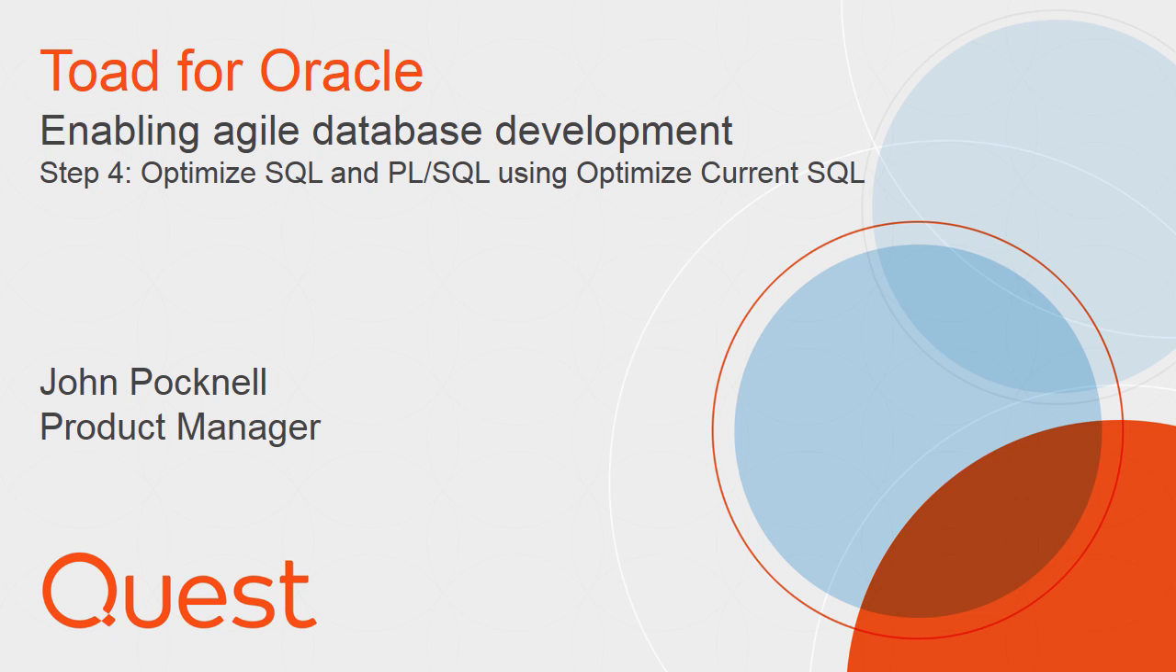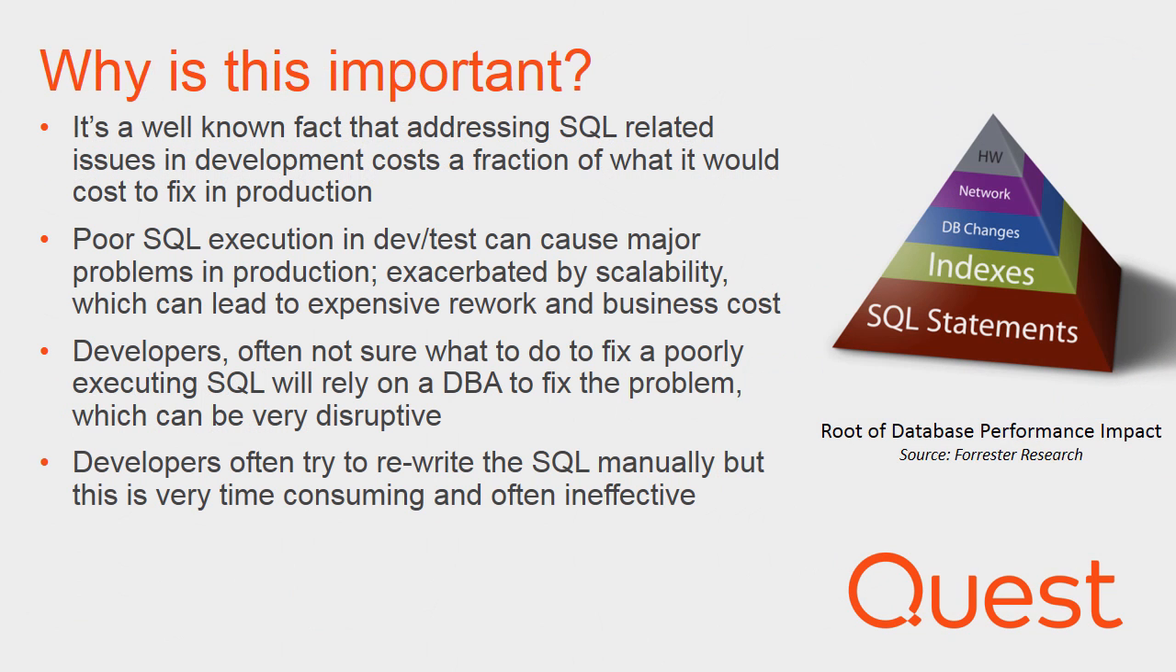In step 4, we're going to talk about how you can optimize your SQL and PL SQL code using the Optimize Current SQL feature in Toad. So why is this important? It's a well-known fact that addressing SQL-related issues in development costs a fraction of what it would cost to fix in production. In other words, the earlier we fix the problem, the cheaper it is for the business. Poor SQL execution in development and tests can cause major problems in production, which are exacerbated by scalability issues. More transactions, more users, more data. And this can lead to expensive rework and associated business cost.